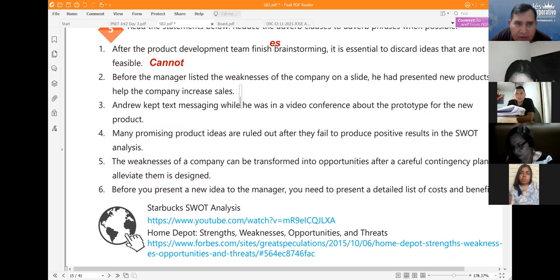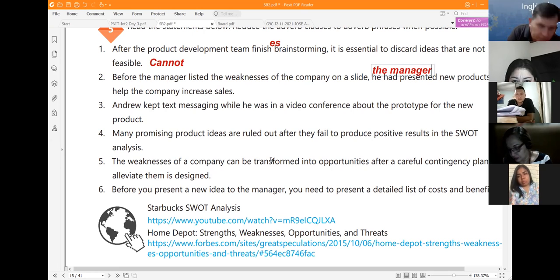Number two, let's see if we can do number two. Before the manager listed the weaknesses of the company on a slide, he had presented new products to help the company increase sales. Then my friends, can we reduce that one? The manager, he, and on the other side, is it the same subject? Yes, the same subject. We reduce it? Yes, we can. Normally, notice that over here is the pronoun and here is the antecedent. What we do is we move the antecedent to this side. Okay, so over here we're going to say the manager.